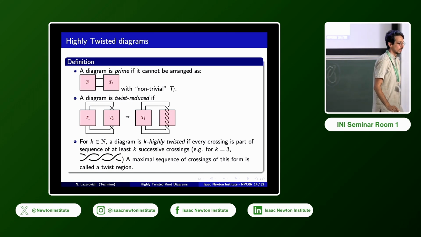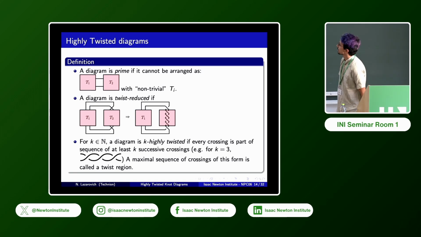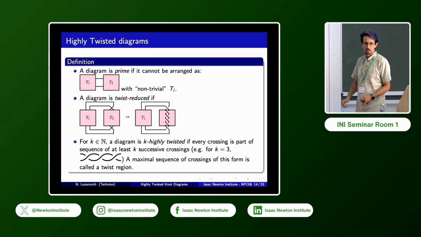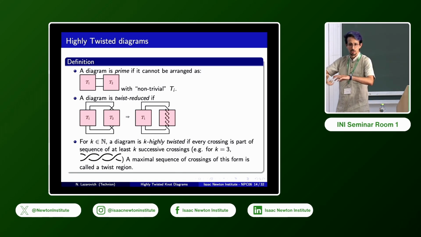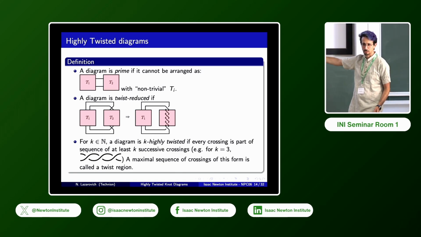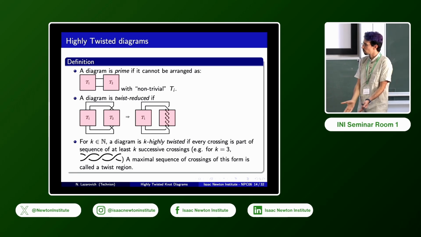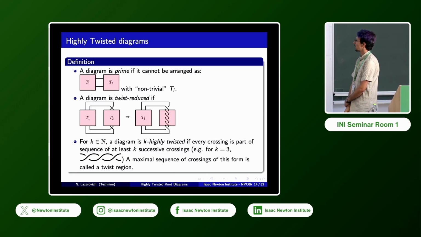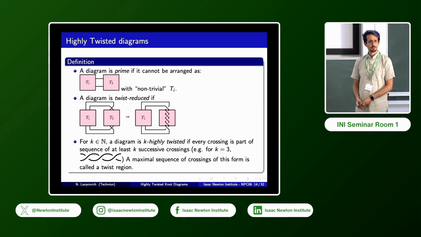in a row. Okay? This definition doesn't make much sense if we don't assume that the diagram is twist reduced, just because we can take any part of the diagram and do this lollipop thing and twist it enough so that it is K highly twisted. Okay, so really one needs to twist reduce it first, and then it makes sense.